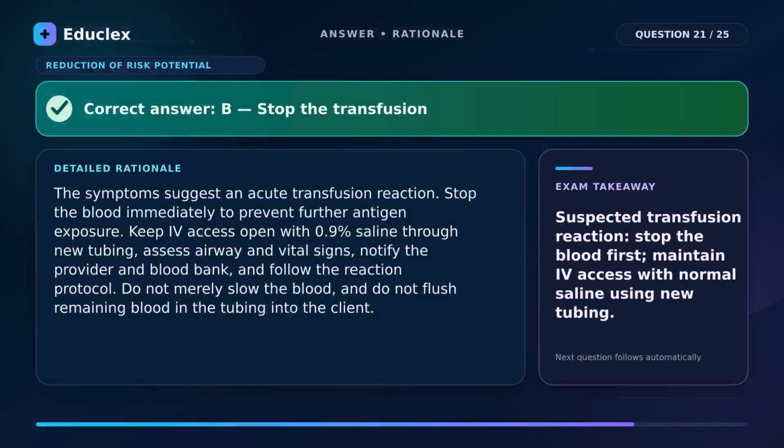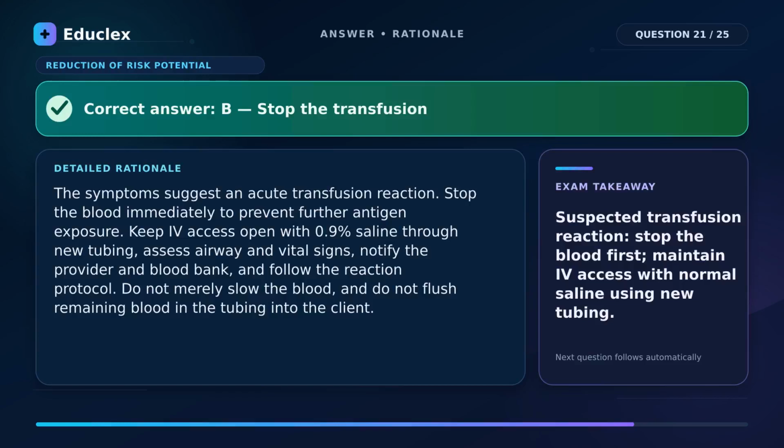The correct answer is B. Stop the transfusion. Here is the rationale. The symptoms suggest an acute transfusion reaction. Stop the blood immediately to prevent further antigen exposure. Keep IV access open with 0.9% saline through new tubing.